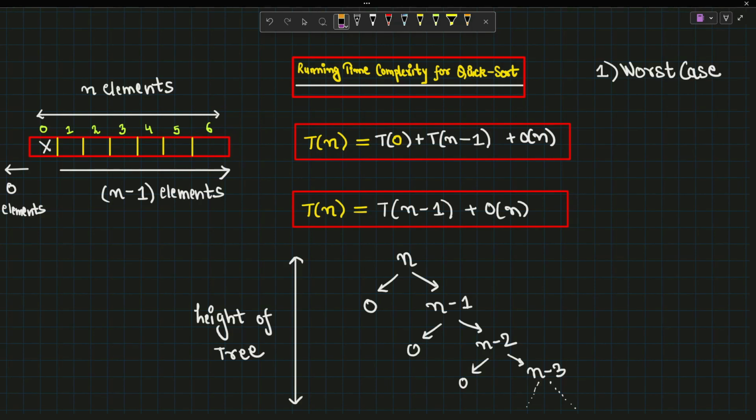To find out the running time complexity for the worst case, either we have to solve this recurrence relation, or we can just find the height of this tree. After solving either of the two, we get our worst case complexity as big O of n squared.